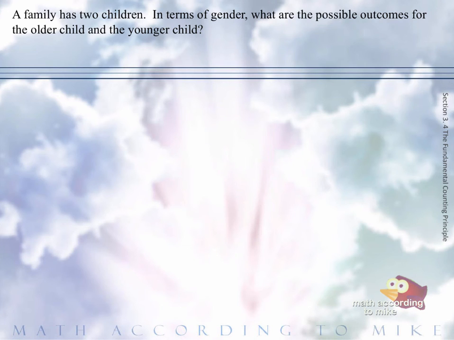A family has two children in terms of gender. What are the possible outcomes for the older child and the younger child? All right, we're going to make a tree diagram, because why not?